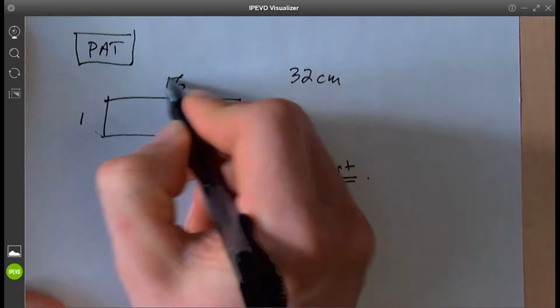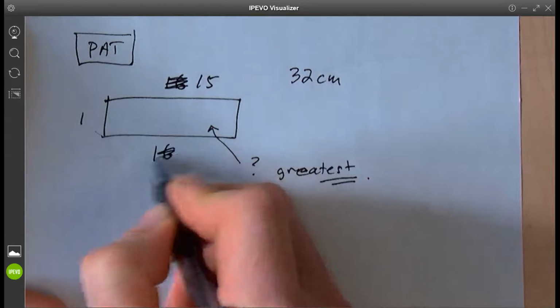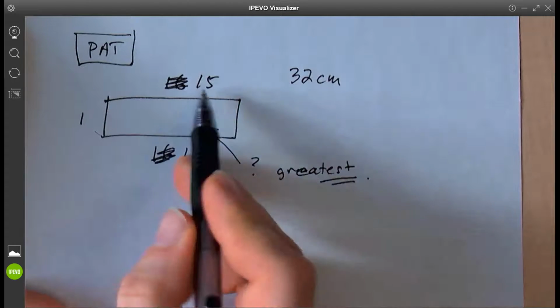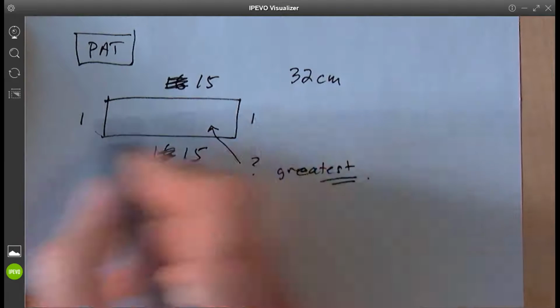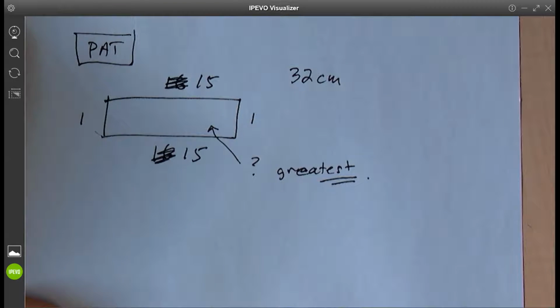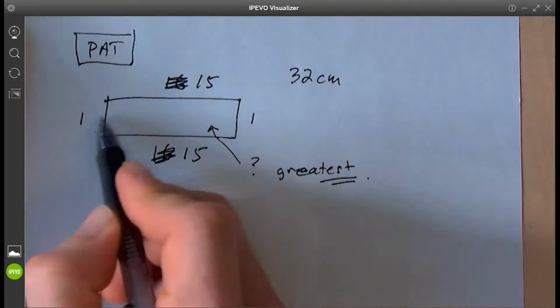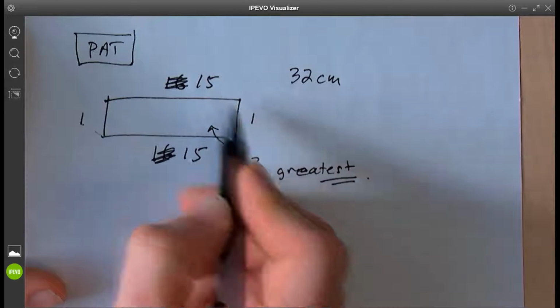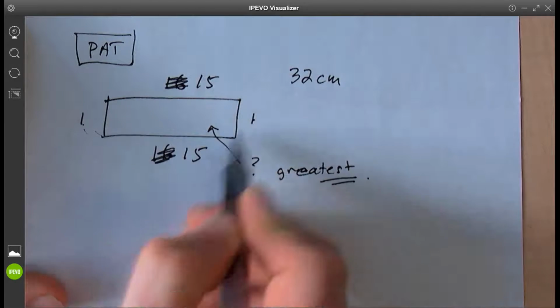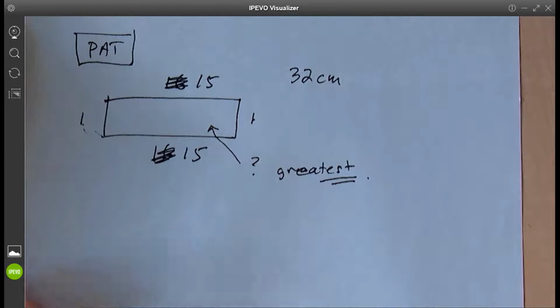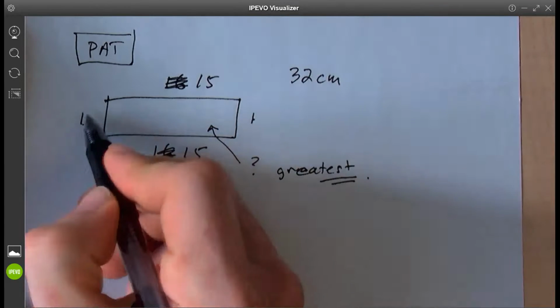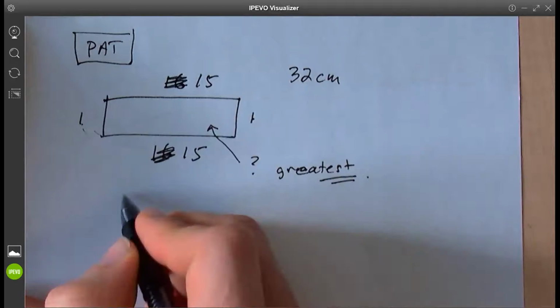So if this was 15 and this was 15, that would be 15 and 15 and 1. Okay, so 15 plus 1 is 16. So if you add these up, the perimeter is going to be 32. What would the area be? The area would be 1 times 15.